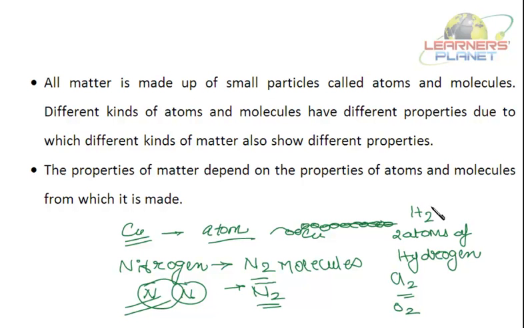So in case of hydrogen, it has got a different set of properties. It is because of the properties of the atom of hydrogen. Because of the property of the atom of chlorine. So, the properties of matter depend on the properties of atoms and molecules from which it is made. Nitrogen cannot have properties of copper, or properties of carbon. Carbon has got a different set of properties. Why? Because it is composed of carbon atoms, and carbon atoms have got different properties from nitrogen atoms. So, the property of matter depends on the property of atoms or molecules from which it is made up of, right?